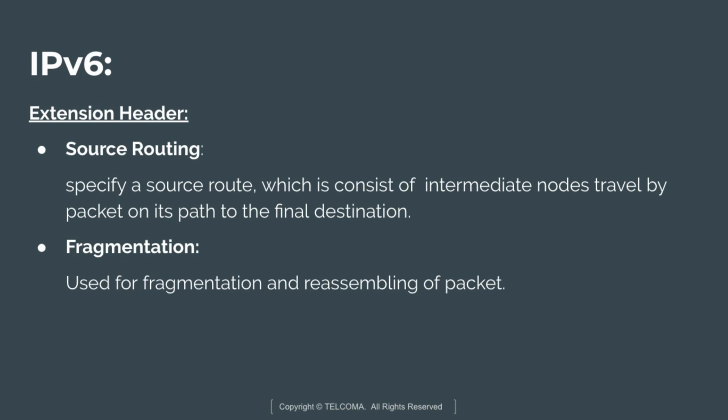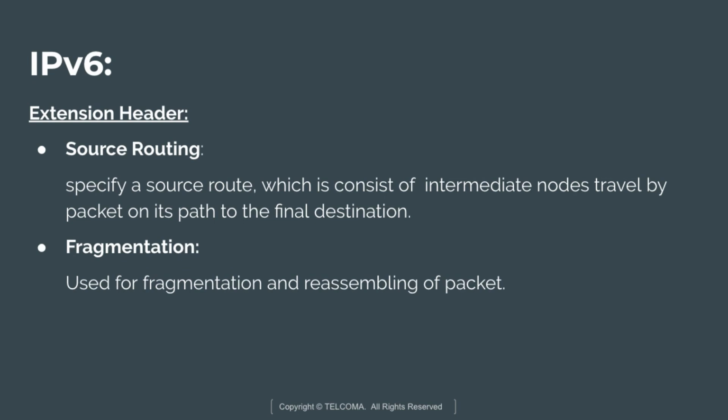And the next header is the fragmentation header. Here the fragmentation header is used for IPv6 fragmentation and reassembling services. If the value of the next header field is 44, then it means the extension header is the fragmentation header that is added to the IPv6 packet.